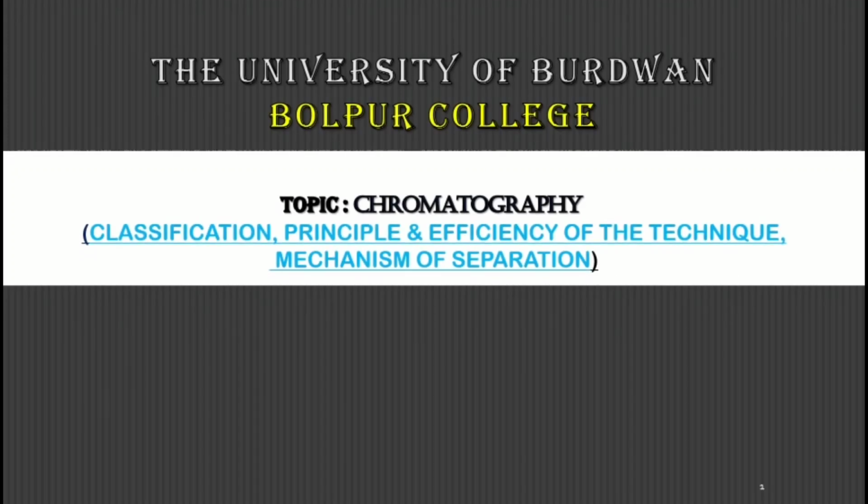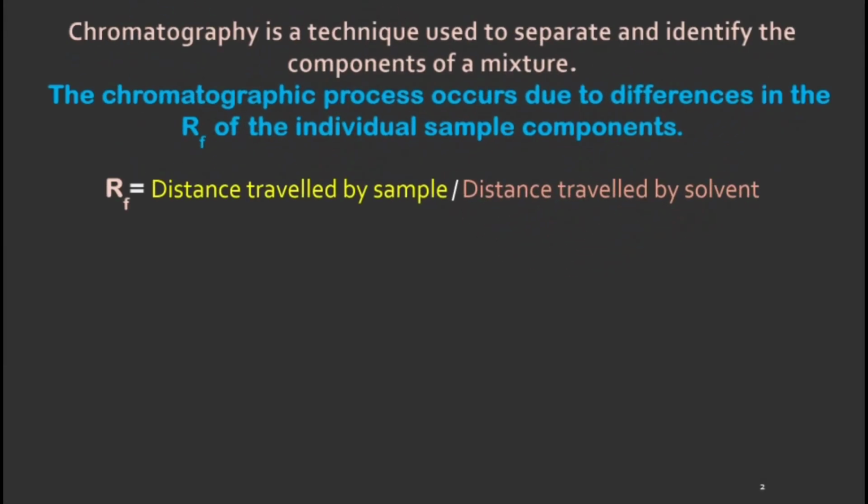I made my DSC4 presentation on chromatography, describing its classification, principle, efficiency of the technique, and the mechanism of separation. So, chromatography is a technique used to separate and identify the components of a mixture. The chromatographic process occurs due to differences in the Rf of the individual sample components. So chromatography is an efficient technique to separate, identify, and purify any component mixture.